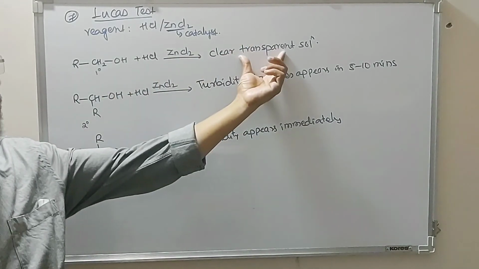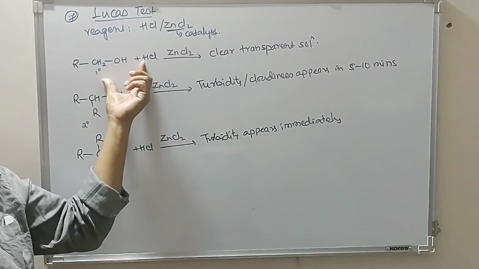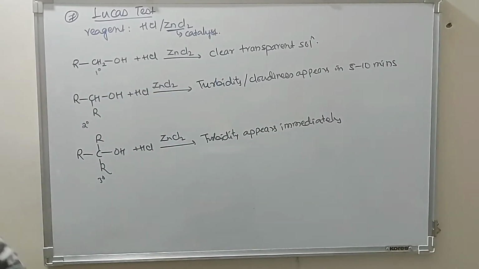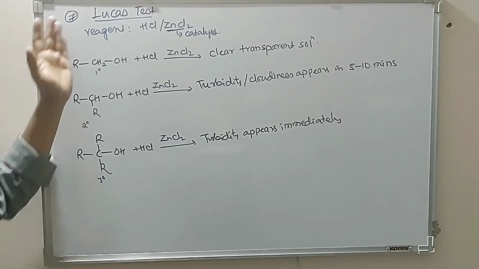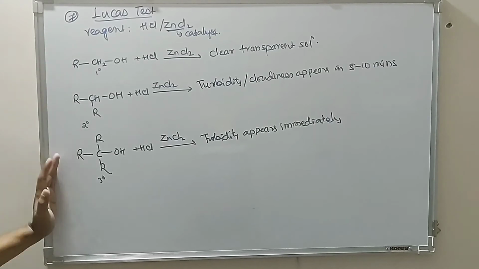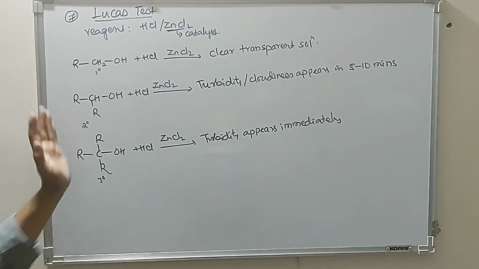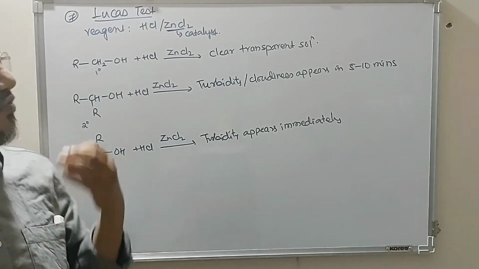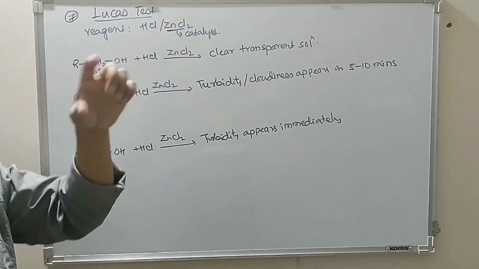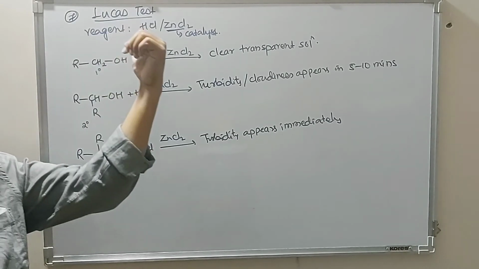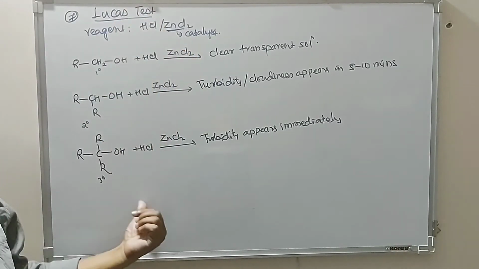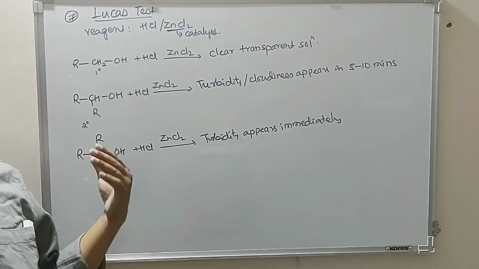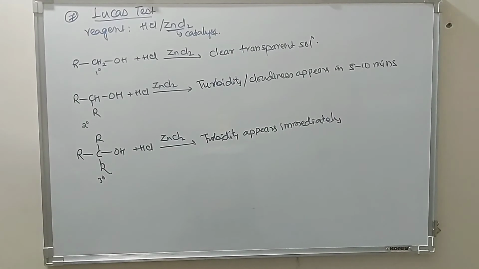If the solution stays transparent, primary. If turbidity appears within 5 to 10 minutes, then the sample is secondary. So by this Lucas test, we can distinguish between primary, secondary and tertiary alcohol. So this is one of the tests. Apart from reaction with copper and potassium dichromate, we can also use this Lucas test to differentiate between primary, secondary and tertiary. Then we have one more test.